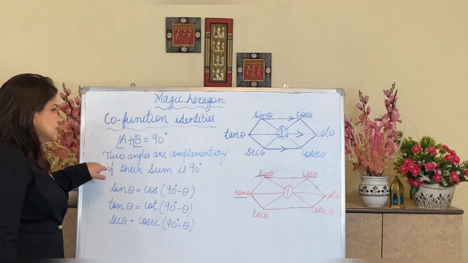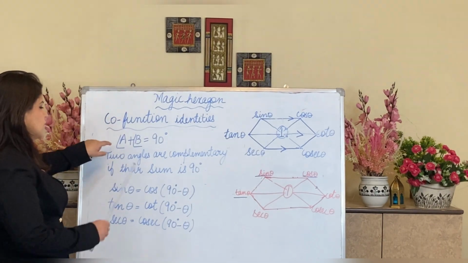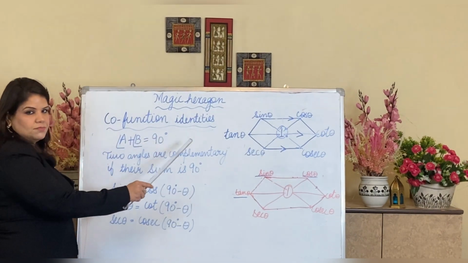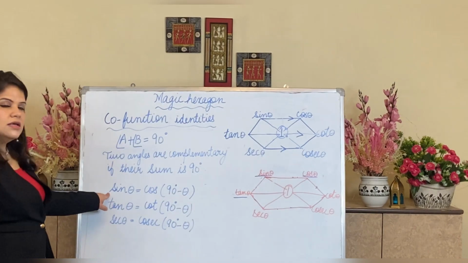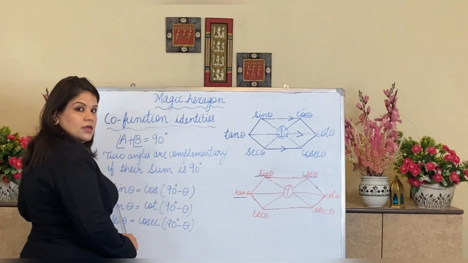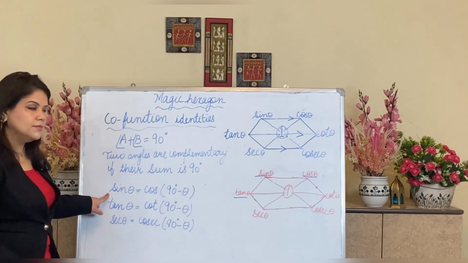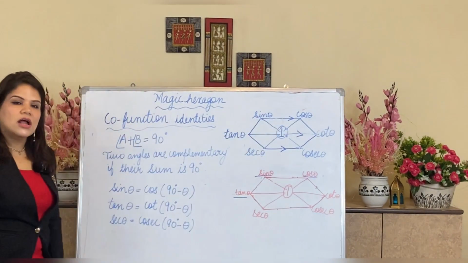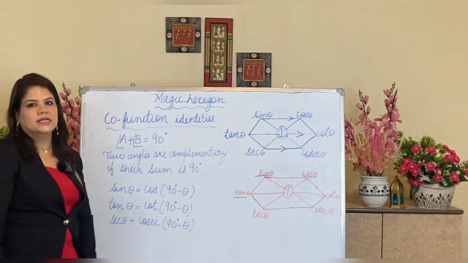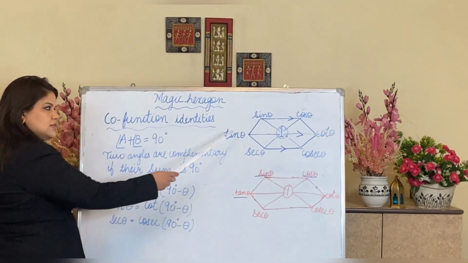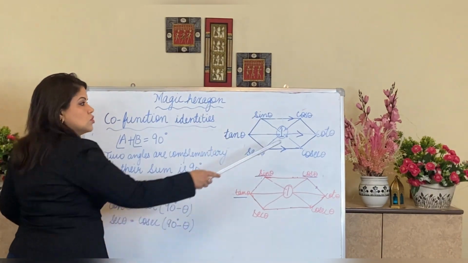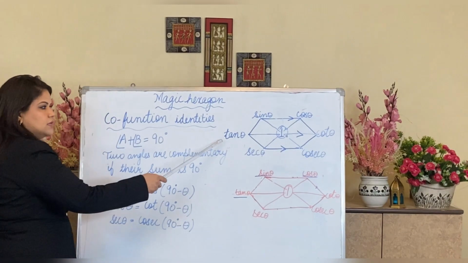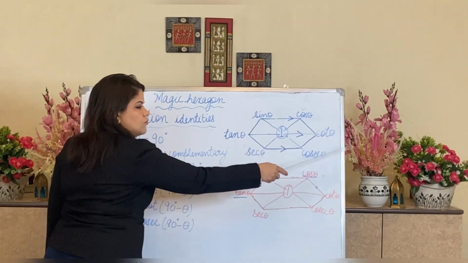So remembering this, if I have to find angle A, what will it be? It will be 90 degrees minus B. So I will be taking sine here. Is it clear? Sine theta here, and whatever is pointing towards that side, that will come with 90 degrees minus theta. So sine theta will be equal to cos of 90 minus theta. Tan theta will be equal to cot of 90 minus theta.